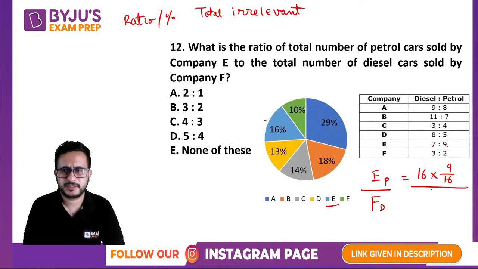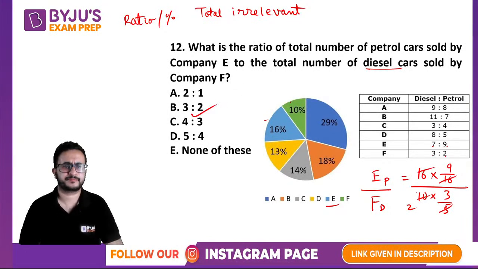ठीक है, 9/16. And F is first of all 10%. And in that it is asking diesel cars. So diesel will be 3/5 parts, right? 3/5 parts. So 9/6, that is 3/2.